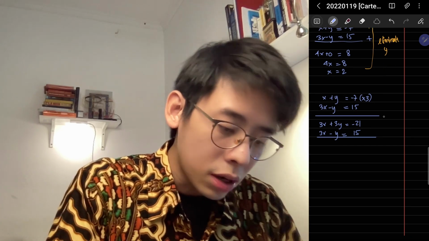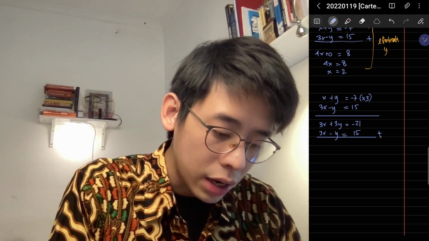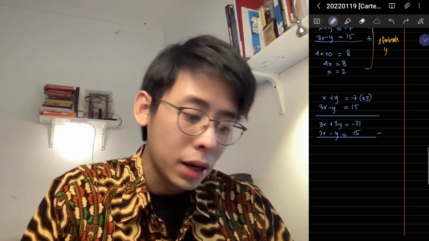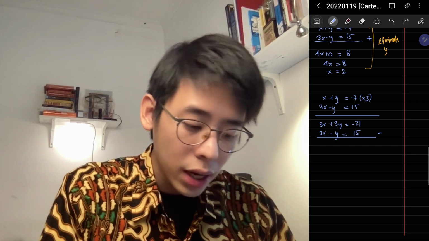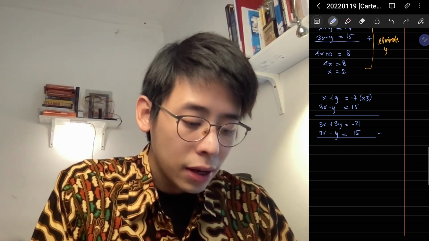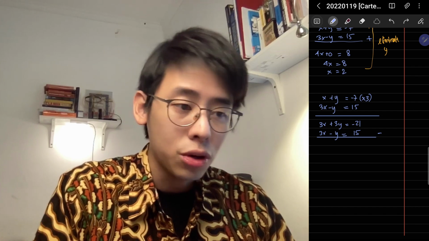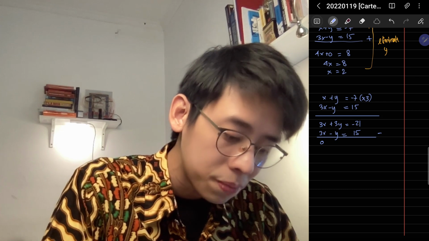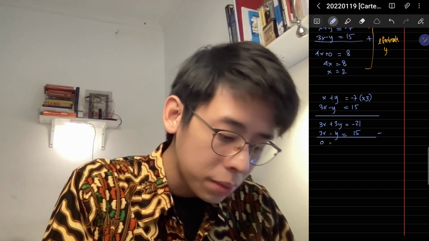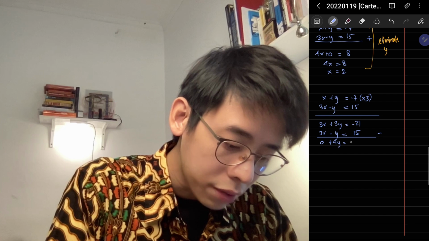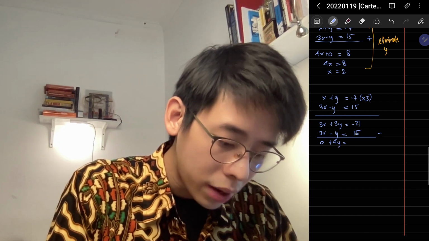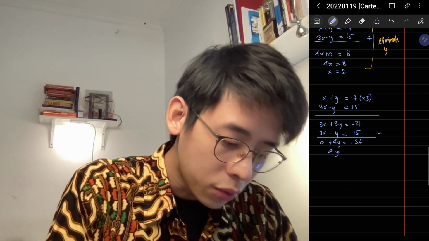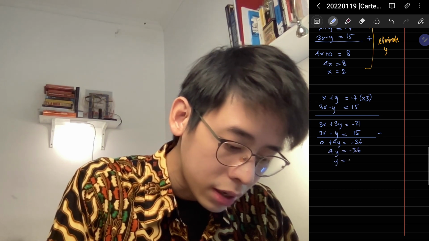One thing you can modify here is whether you add or subtract. It depends on whether you can eliminate or not. In this case, both of the 3x are positive, so you cannot eliminate if you are using plus, because then it becomes 6x. So you have to use minus. 3x minus 3x becomes 0. 3y minus minus y becomes 4y positive. And then minus 21 minus 15 becomes minus 36. So 4y equals minus 36, so y equals minus 9.